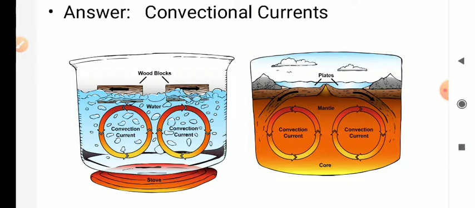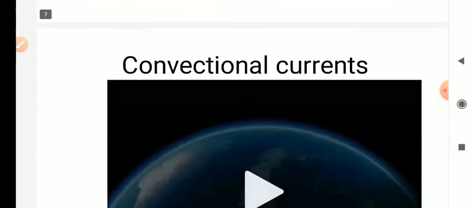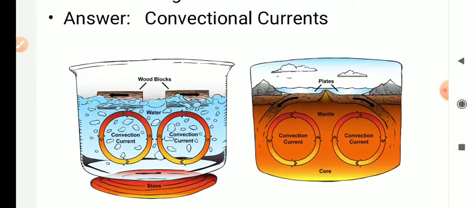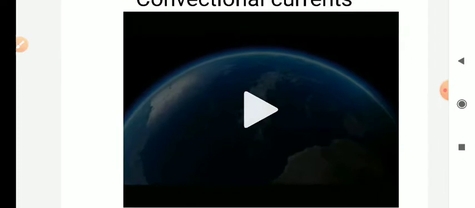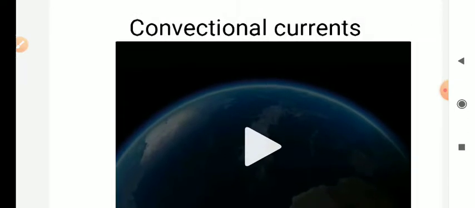You have seen volcanic eruptions also. The magma comes out because of too much heat inside the earth, so very hot and red magma comes out on the surface of the earth. Then we will see a video of how the convectional currents happen inside the earth. Convectional currents. See.